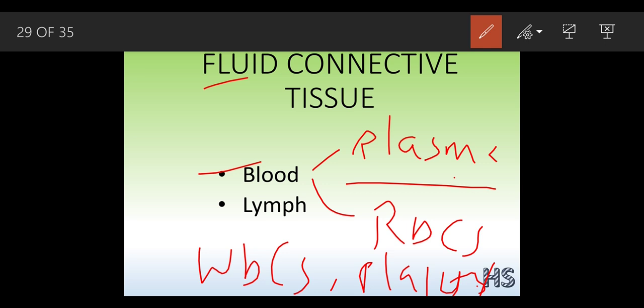So first, what is plasma? Plasma is the liquid part of the blood. Whenever we get a cut, the liquid that oozes out from our body is nothing but the plasma.